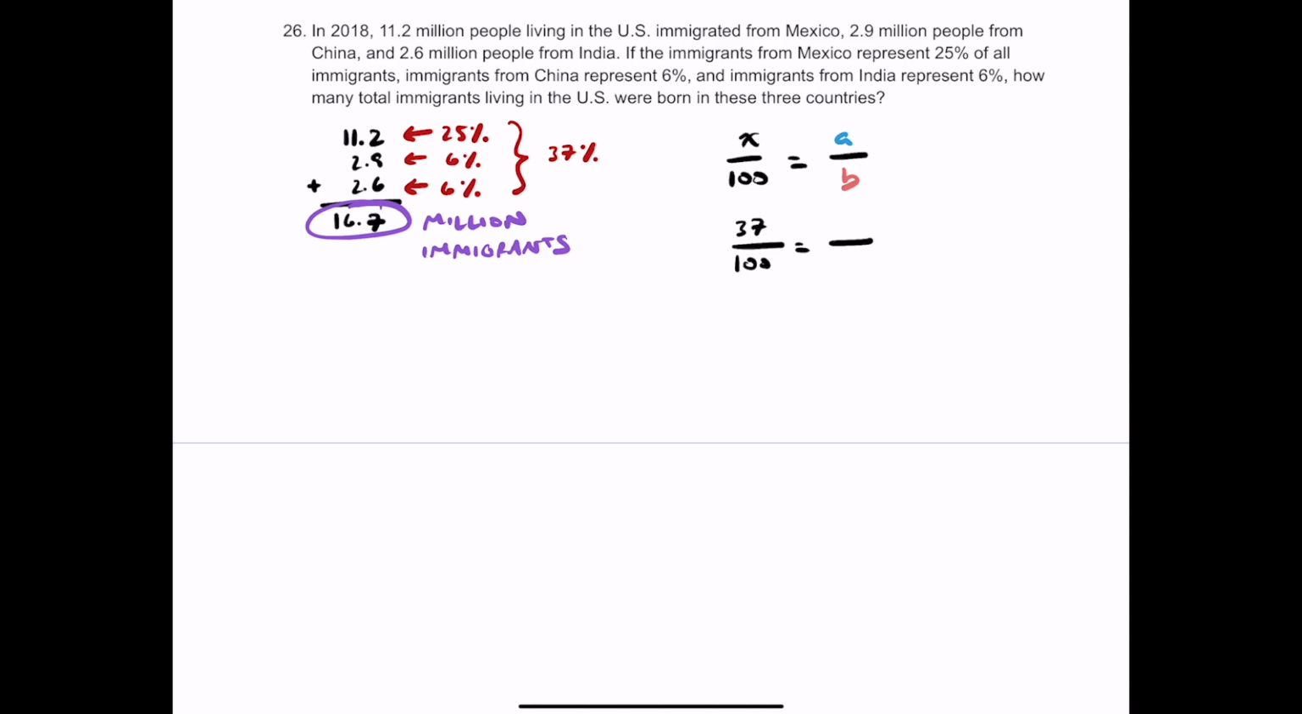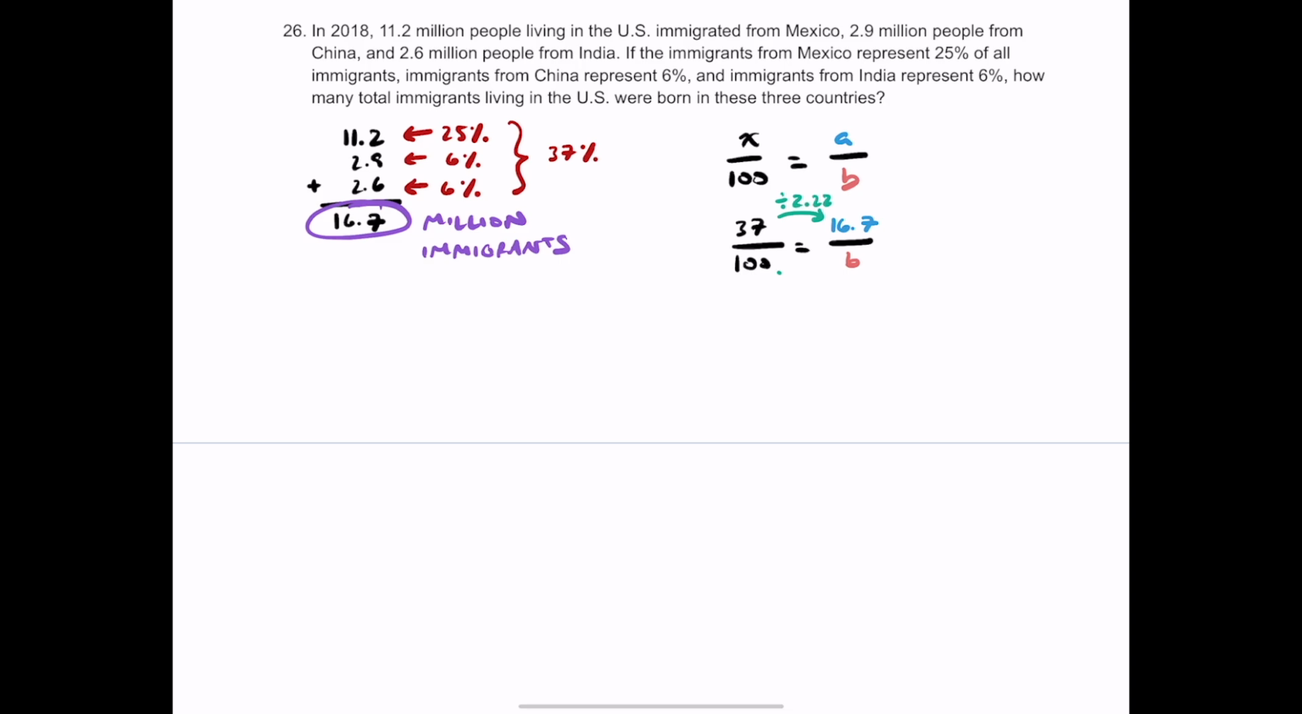37% is going to be the 16.7 million immigrants that came from these three countries. They were born in these three countries and now live in the United States. And what is the total amount of immigrants in the United States then? That might be something we are wondering. So to do this, I'm actually just going to use a calculator. So 37 divided by something gets you 16.7. I don't know what it is, so why don't I just do 37 divided by 16.7? And that's roughly about 2.22.